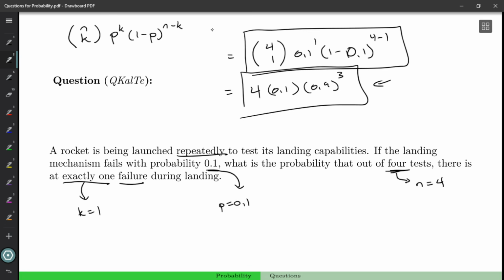Although usually you clean up the 4 minus 1 and the 1 minus 0.1. So I guess it's really up to you whether or not you want to simplify the 1 up here and the binomial notation in front. But there we go.